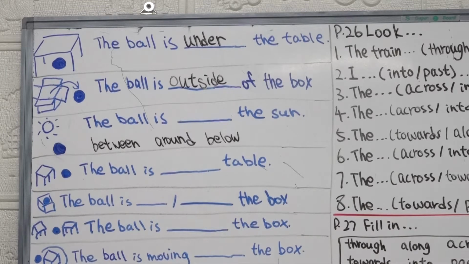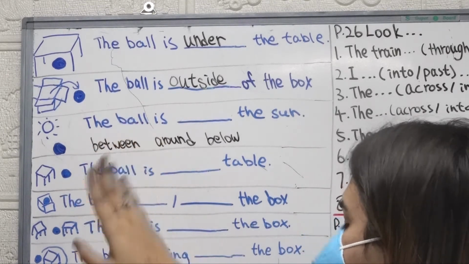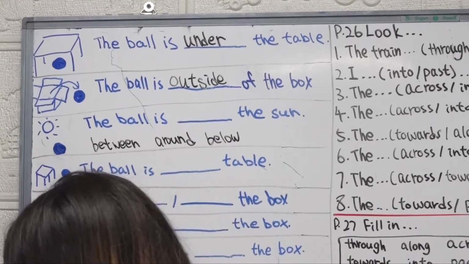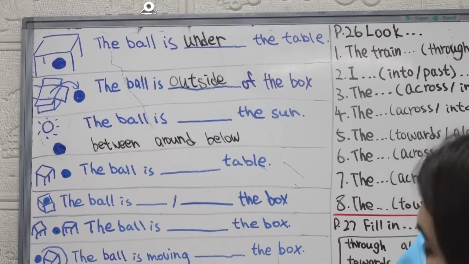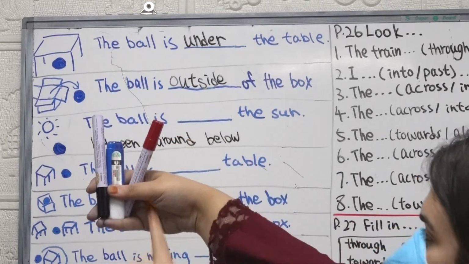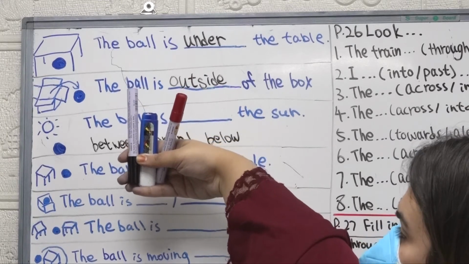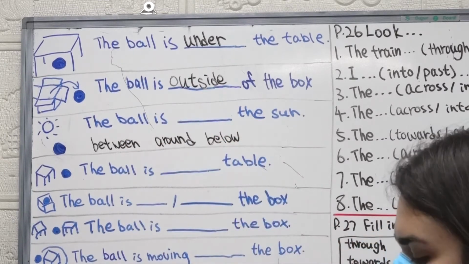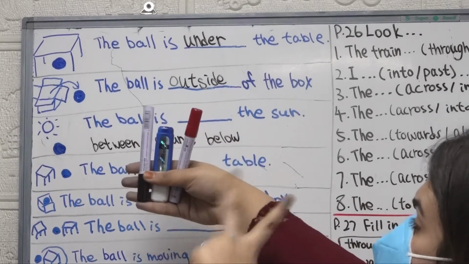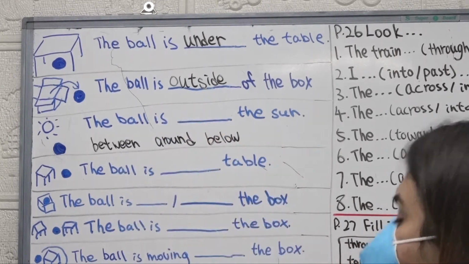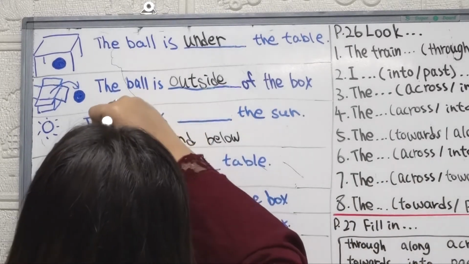As I said, between is used in the middle of two things, right? For example, this pen is between the two markers, right? So basically between is used for two objects that are in the middle of two objects. Okay, we use between. So the answer is not between.